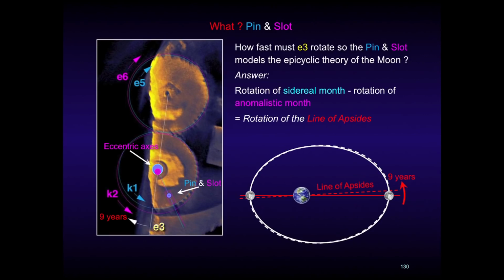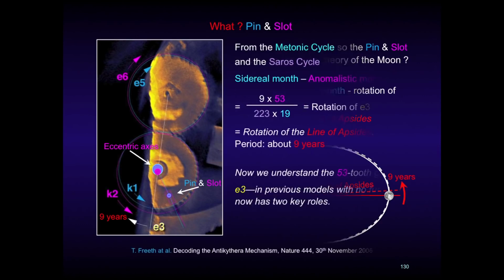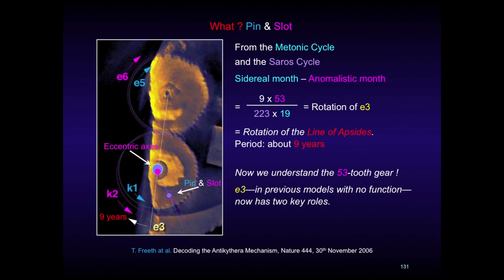And the answer turns out to be that it must rotate at the rotation which is the difference between the sidereal month and the anomalistic month, equivalent in modern terms of the rotation of the line of apsides, this slow rotation with a period of just under 9 years. Now we can calculate this from the Metonic and Saros cycles. I'll let you do that as a little exercise to do at home. I don't really have time, but it's simple arithmetic.